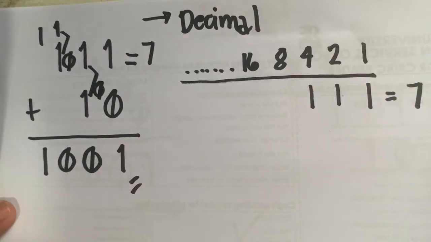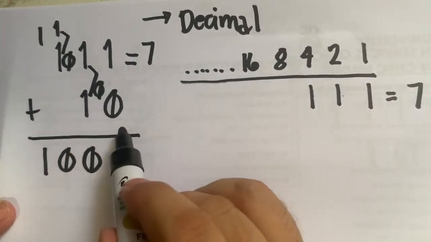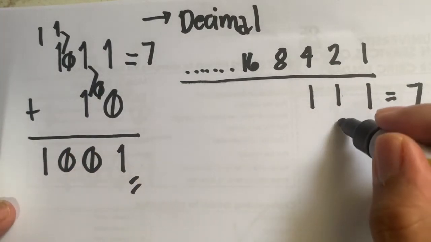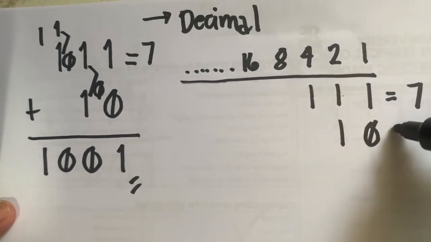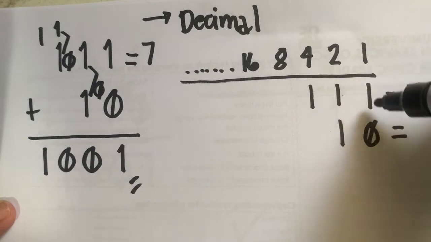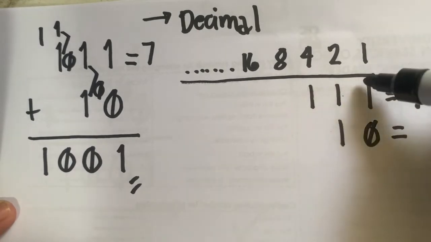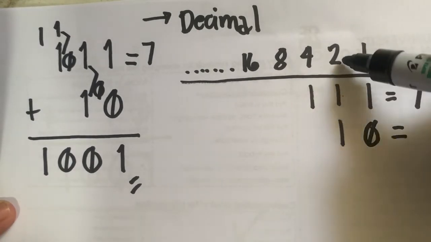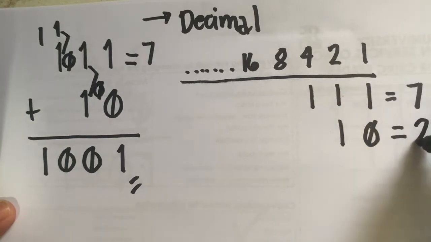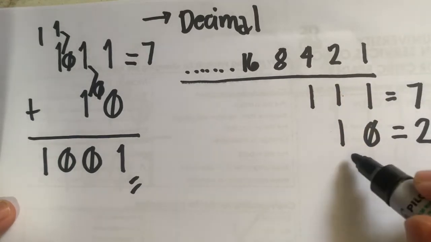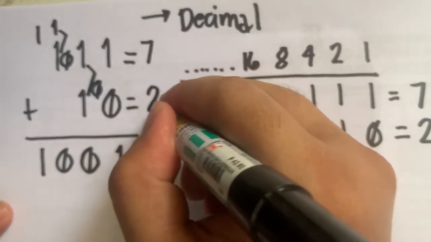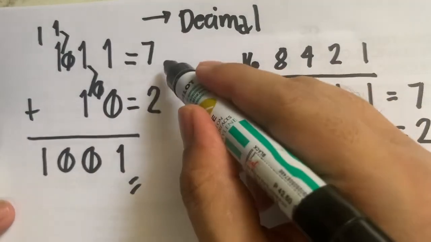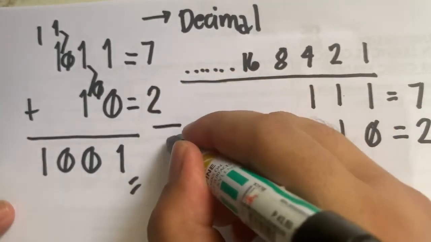To convert 10, again we put the number here, 10, since we are only using 2 digits. And then we add, and we consider only the number which is opposite 1. In that case, that is 2. So in other words, 10 is 2 in decimal. So we're actually adding here 7 plus 2. So in decimal, when we add 7 plus 2, that is 9.